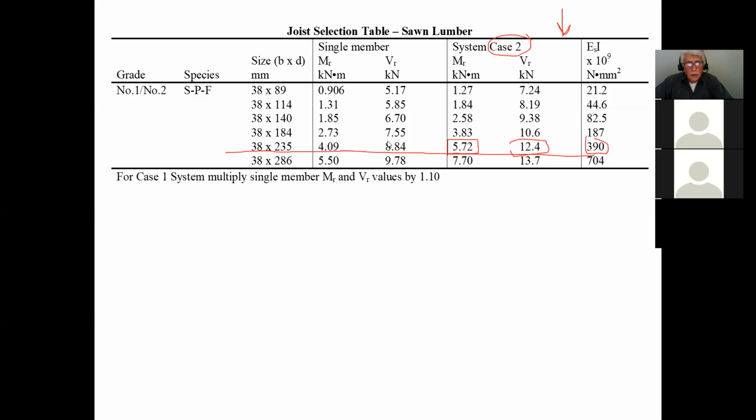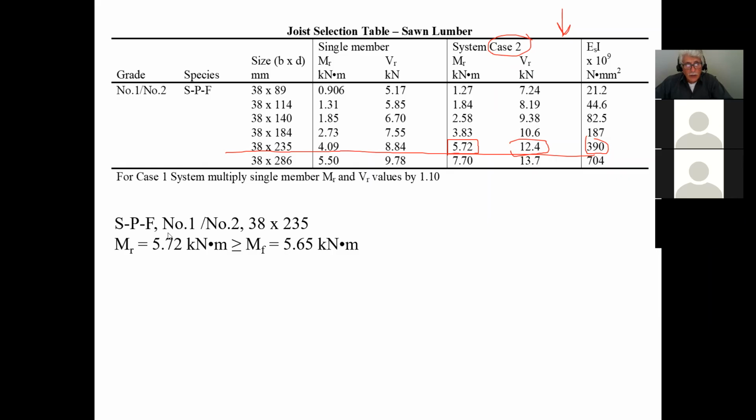So now, like I said, guys, this is the way I want to see you write the answer. You're going to write down the species, SPF, spruce pine fir, the grade, number 1, number 2. You're going to tell me what size of lumber you're using, so I know that you came here. And on top of that, you're going to tell me that the MR value is 5.72, whatever you took out from the table, and of course, you give me no units, I give you 0, okay?